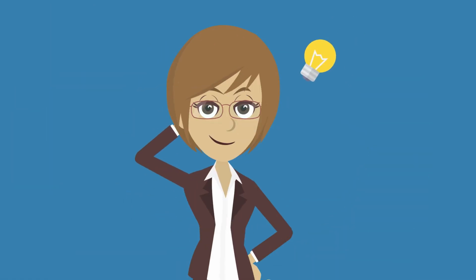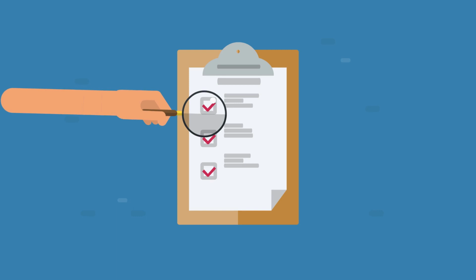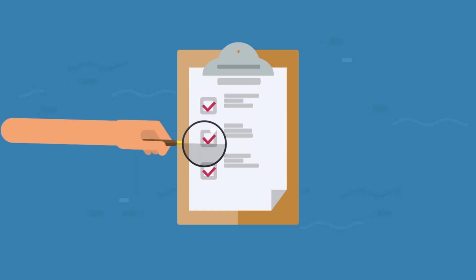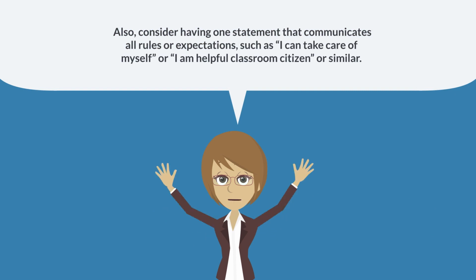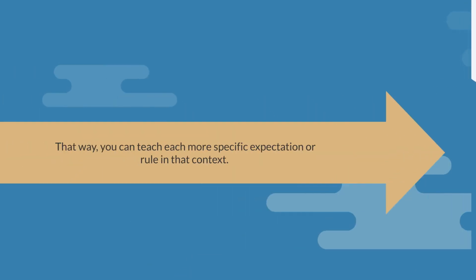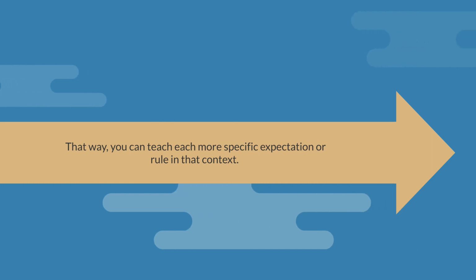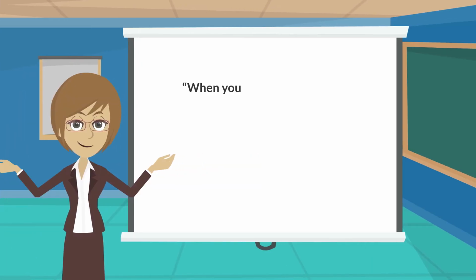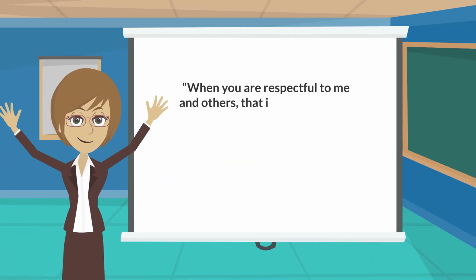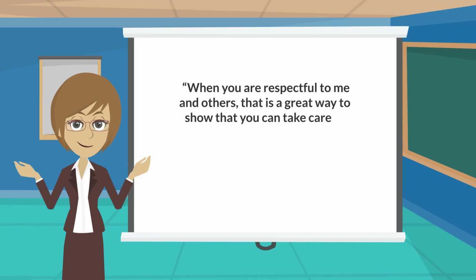Remember that you need to spend significant time teaching why these expectations are important and providing lots of practice. Also, consider having one statement that communicates all rules or expectations, such as, "I can take care of myself," or "I am a helpful classroom citizen," or similar. That way, you can teach each more specific expectation or rule in that context. You could explain, "When you are respectful to me and others, that is a great way to show that you can take care of yourself."